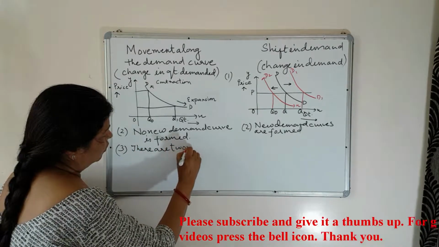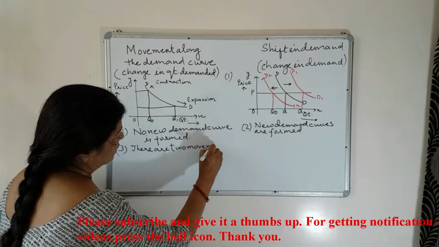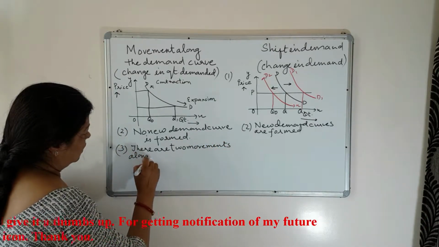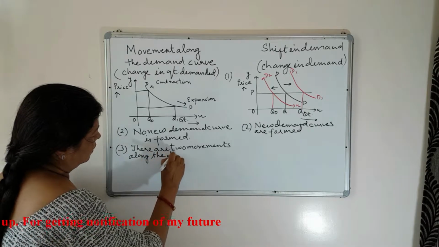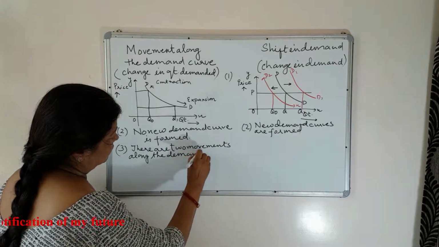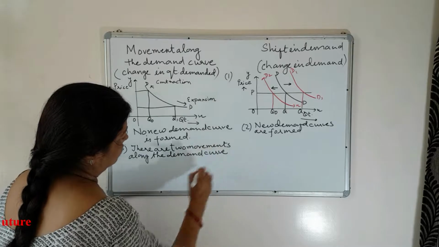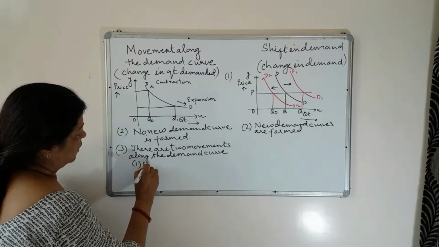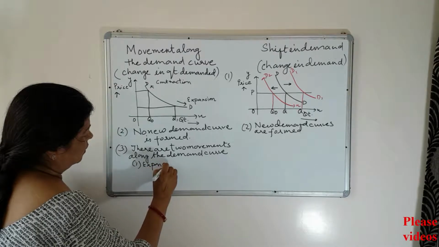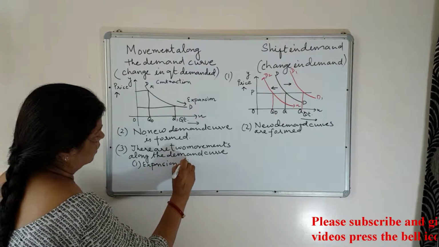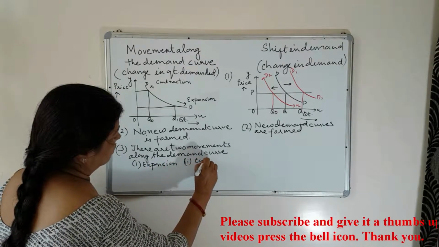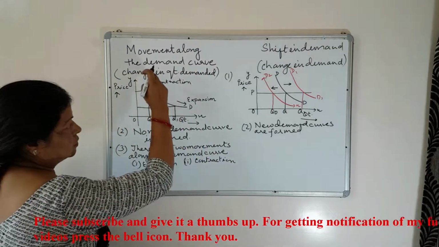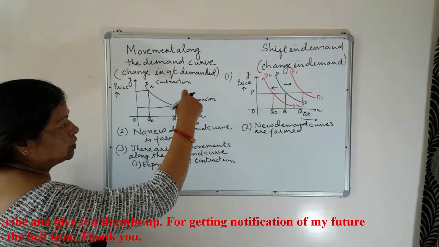there are two movements along the demand curve. One is expansion and the other is contraction. The upward is contraction, downward is expansion.